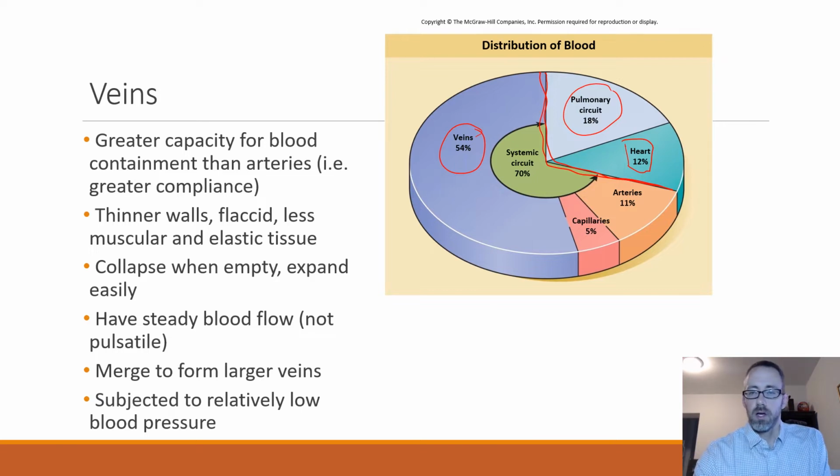Now, over here, you see the capillaries only take about 5%. The arteries only take about 11% comparatively to the veins. The pulmonary circulation about 18% in total, and then the heart about 12%. So really, at any given moment, you can see from this pie chart that about 70 or even greater than 70% of your blood is found within the systemic circulation relative to your pulmonary circulation.